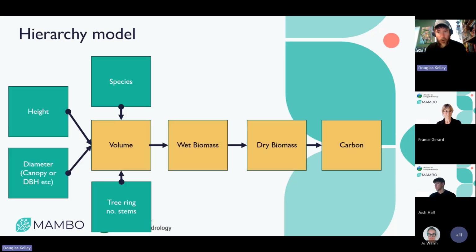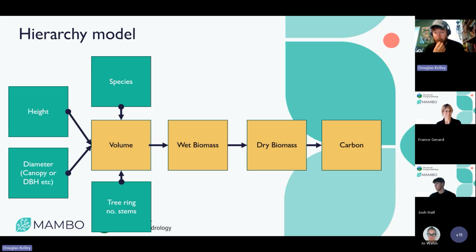And we've used this to build what I'm calling a hierarchical model. It is a hierarchical model to go from those measurements that we made right down to carbon. So the basic measurements we had were height and diameter. I think we were measuring canopy diameter here, but it could be DBH, or it could be other measures of diameter as well.